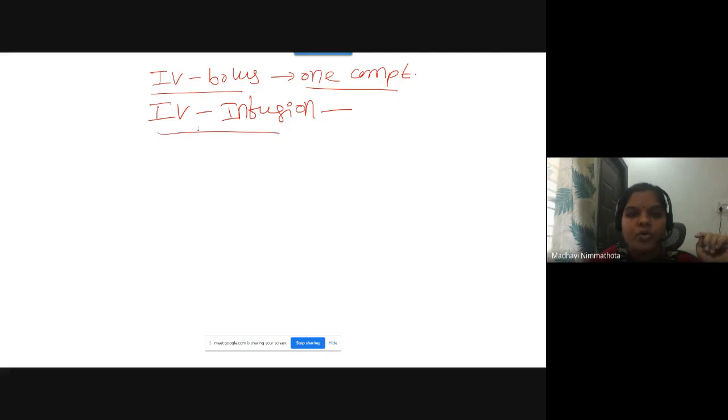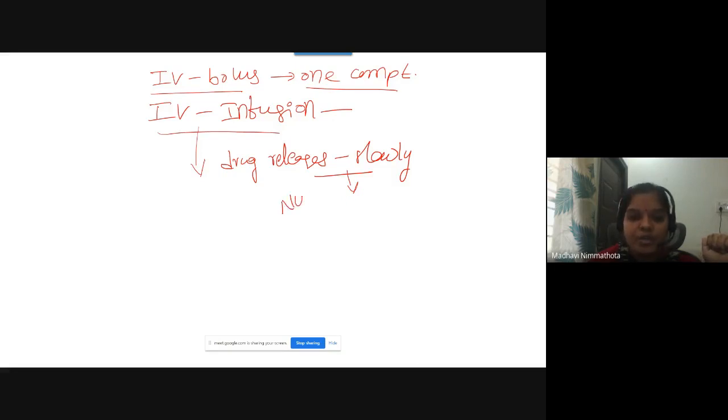How the drug will be circulated into your body is very important. In case of infusion, the drug will be released very slowly. That means it will undergo the distribution process or metabolism process very slowly.